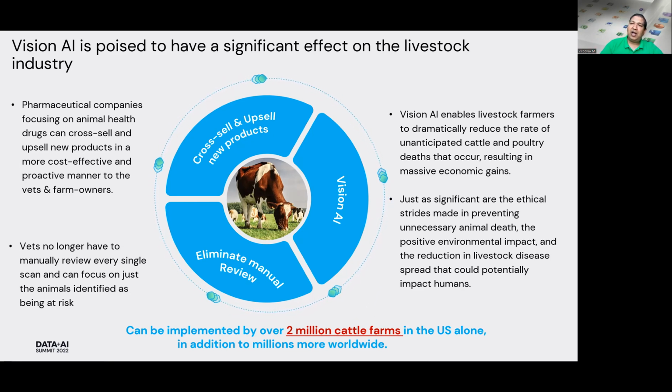Finally, enabling livestock farmers to dramatically reduce the rate of unanticipated cattle and poultry deaths that occur, resulting in massive economic gains. Just as significant are the ethical strides too. Think about preventing unnecessary animal death and the positive environmental impact as well, and the reduction in disease overall that could translate to humans.